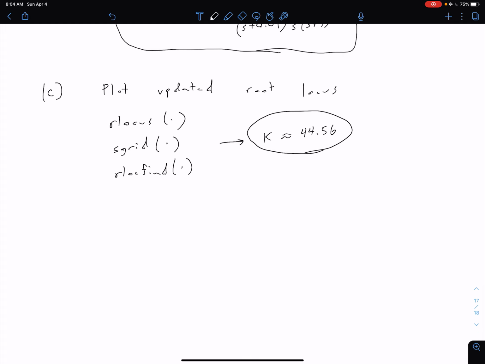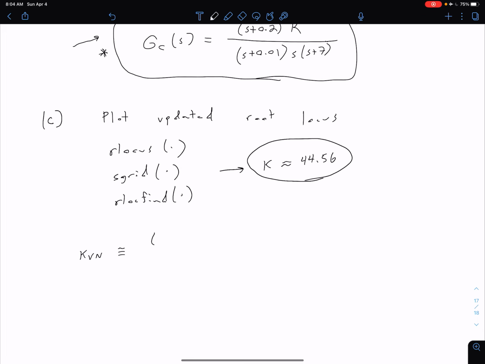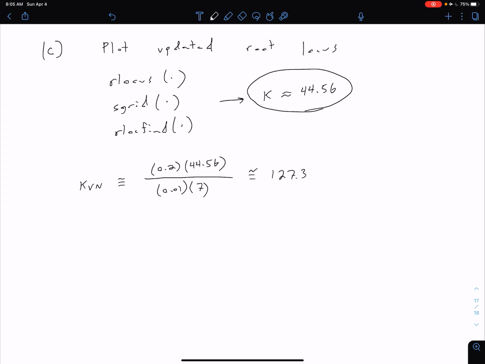So now we just go back and plug into our KVN equation. Our KVN is then going to be approximately the limit as s goes to 0 of s times this updated G of s. We see that's going to cancel out with this s here. We let all of the other s's go to 0, and we get 0.2 times the gain we found with MATLAB, which is 44.56, divided by 0.01 times 7. If we plug that in, we get approximately 127.3, and then we just invert that to get our steady state error.